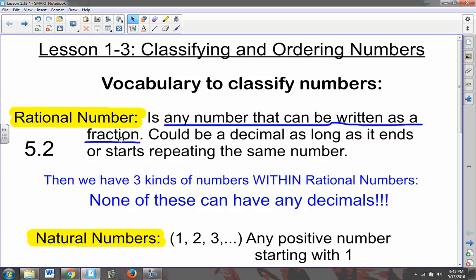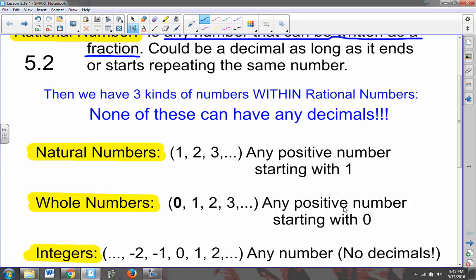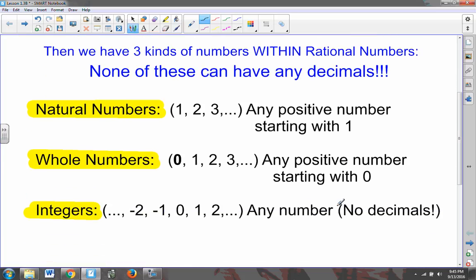And then within the rational numbers, we have three more specific kinds of numbers, but the key with these next three is none of them are allowed to be decimals. Okay, so within the rational numbers we have three sets of numbers, none of which are allowed to have decimals. Okay, the most broad is called integers. Integers is any number without decimals.